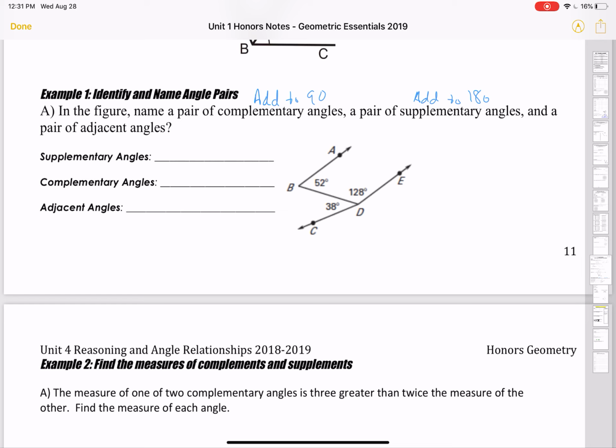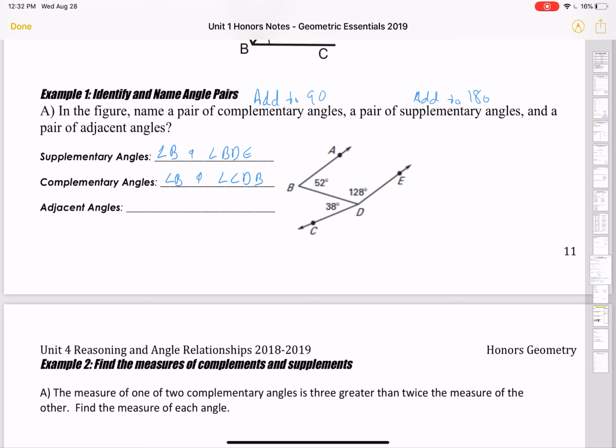So supplementary angles, two angles that add to 180, are going to be 52 and 128. So when I name those, angle B and angle BDE. I have to be more specific on that second one since the vertex D is shared between two different angles. Okay, so those are our supplementary angles. Complementary are going to be 52 and 38, so angle B and angle CDB. That's going to be that one.